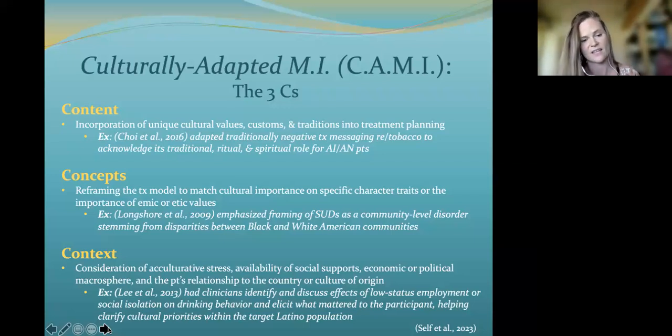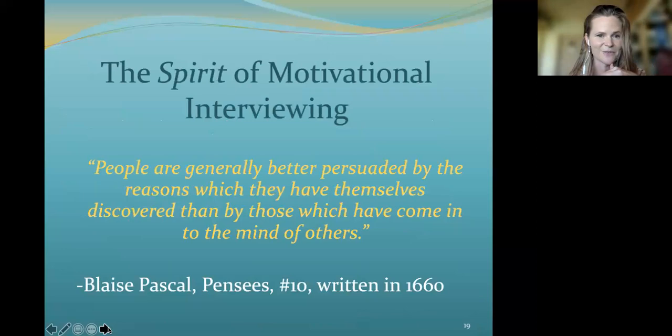And then context. So that's considering things like acculturative stress, economic or political macrosphere factors, relationship to the country or culture of origin. An example here was a version in which the providers specifically identified and discussed the effect of low status employment, social isolation on drinking behavior, and elicited what mattered to the participant in that respect. And so that was specifically with the Latino population, and that helped them to clarify the cultural priorities with that target population. So again, would love to dive more into that if we had more time, but I do want to put it on your radar because culturally adapted MI is pretty exciting and kind of new.